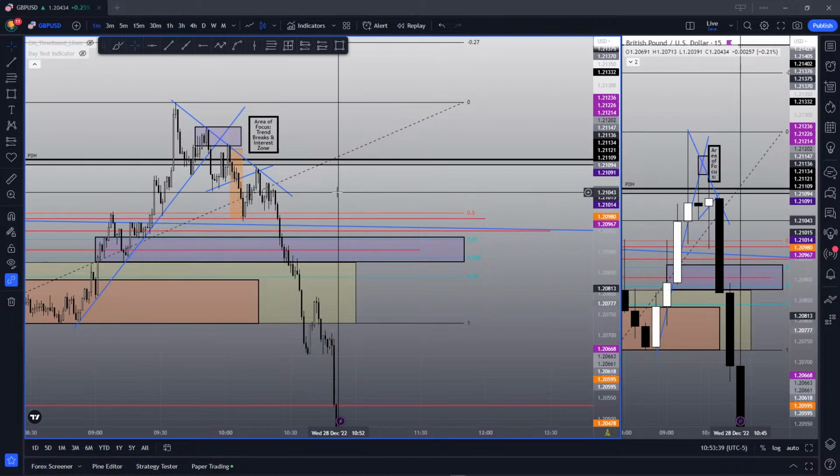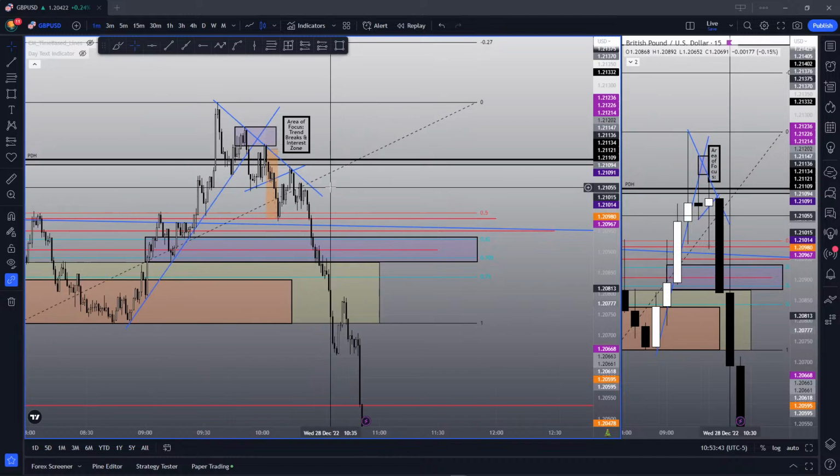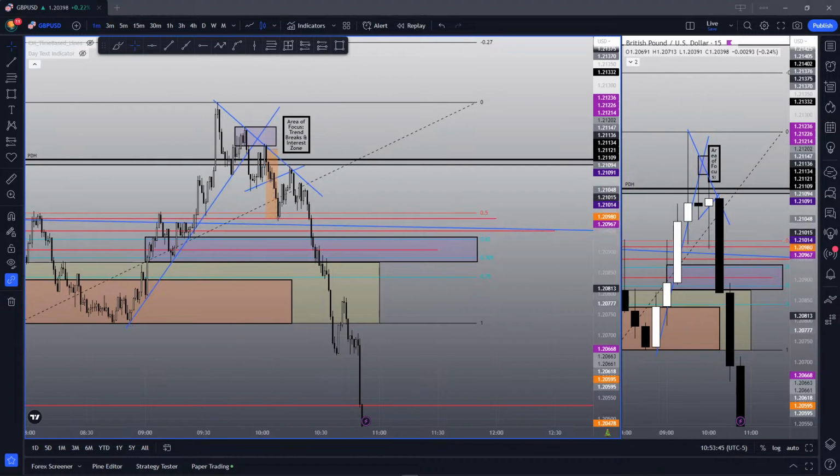So it works because everybody is doing it. And as retail traders, we don't have the capital to push the market. So we have to understand these algorithms and trade the way that the market does.